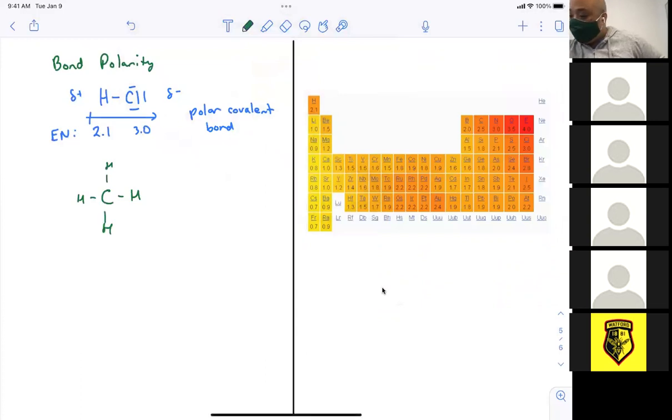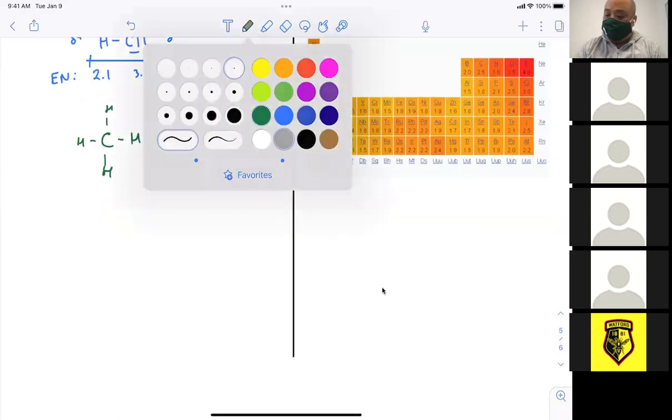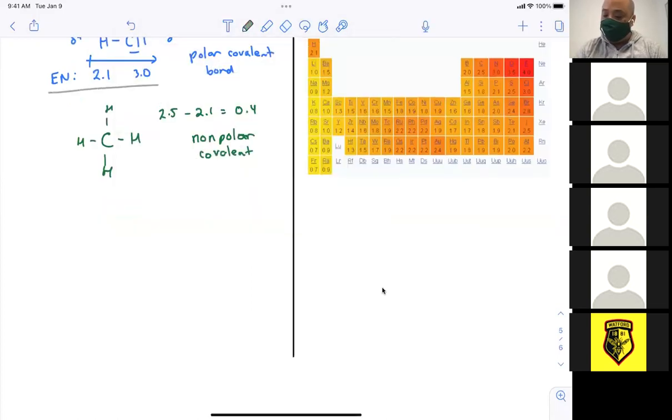Now, if you have something like this, carbon to hydrogen is 2.5 to 2.1, which is a difference of 0.4, which we still group as nonpolar covalent, meaning that they share electrons almost equally here. It's not exactly equal, but it is a spectrum of polarity that we have to worry about with bonding. And so there's really not a bond polarity here.